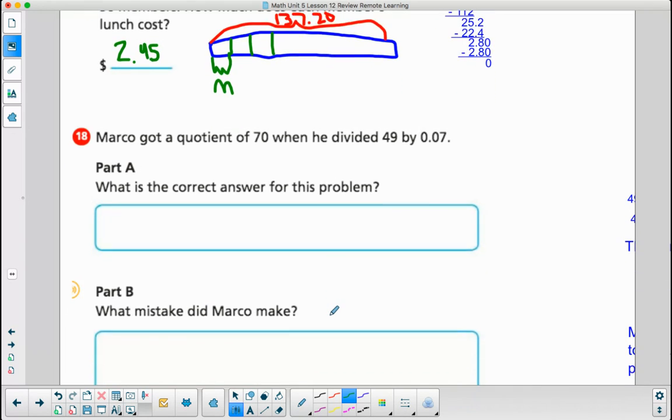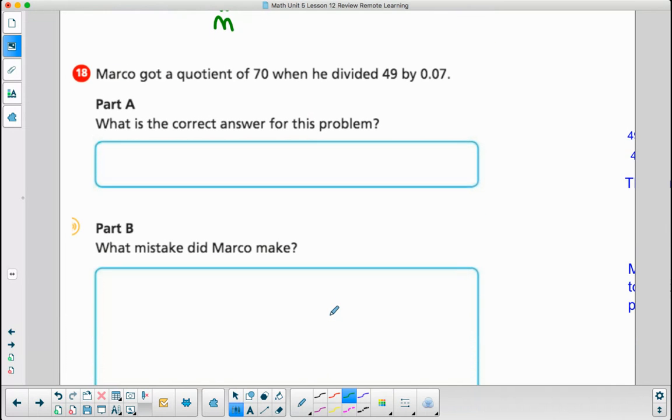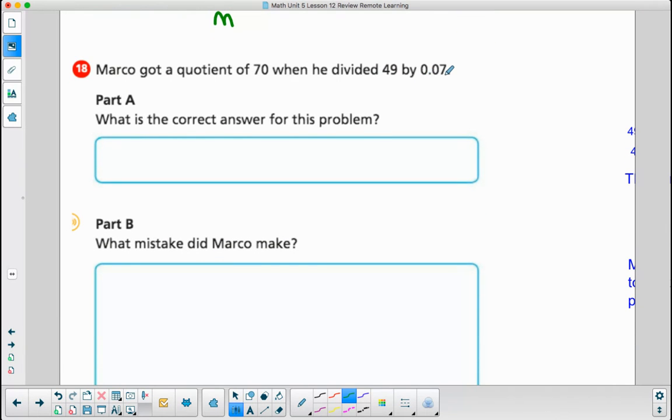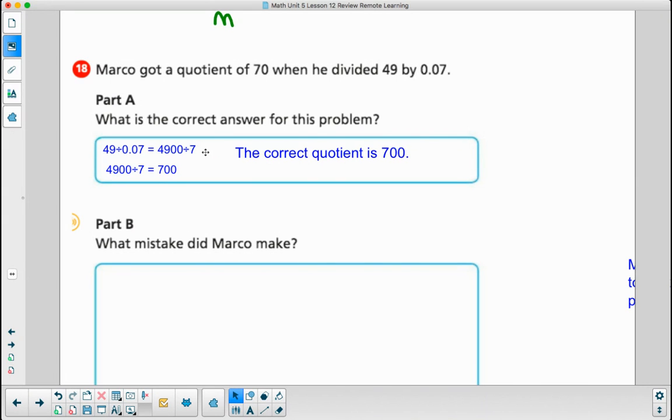Number 18. Marco got a quotient of 70 when he divided 49 by 7 hundredths. What is the correct answer to this problem? So I thought about it and I thought, well, 49 divided by 7 hundredths is equal to 4,900 divided by 7. I just multiplied them both by 100, and that is 700. So to answer that question, I said the correct quotient is 700.